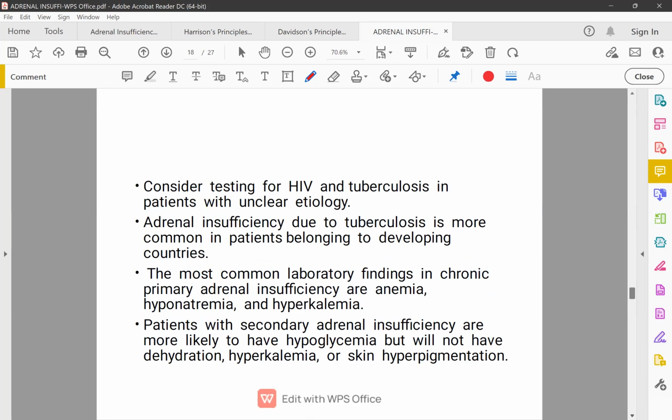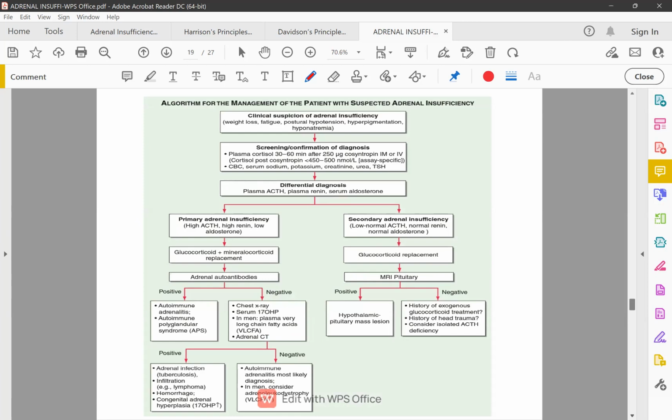Patients with secondary adrenal insufficiency more often have hypoglycemia, but they don't have dehydration, hyperkalemia, or skin hyperpigmentation. That is how it is distinguished. They don't have the mineralocorticoid features like hyperkalemia, not much dehydration, and skin pigmentation will be absent; hypoglycemia, weakness, and hypotension will be the presenting features. In the blood picture, there will be anemia of chronic disease, that is normocytic normochromic anemia. Now, this is a very important chart again from Harrison.